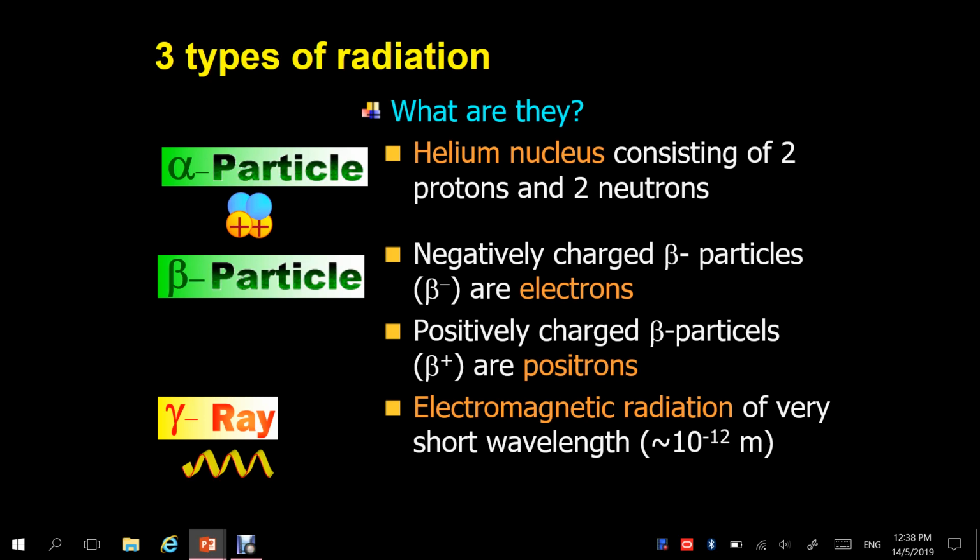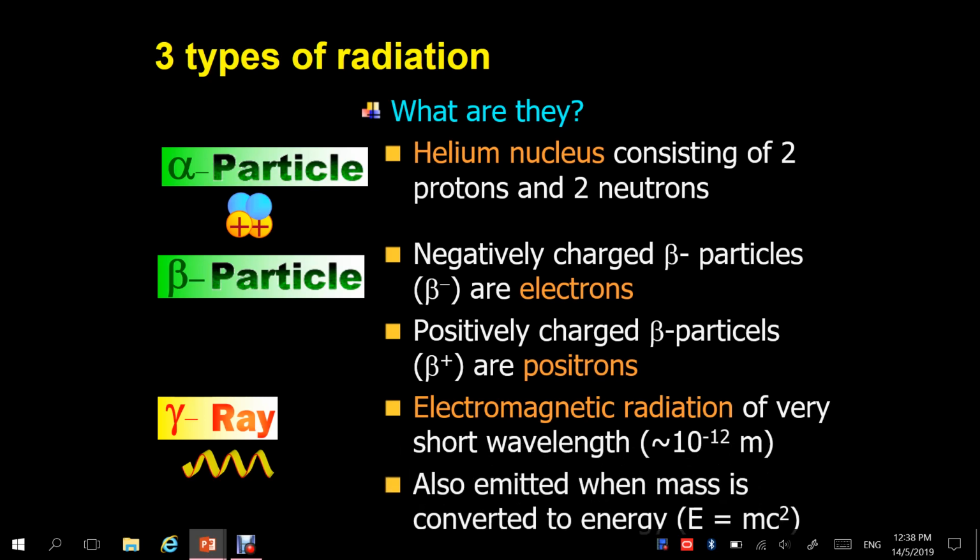Gamma has a very short wavelength. It is part of the EM spectrum. The wavelength is 10 to the power minus 12 meters. Now, gamma ray is also emitted when the mass is converted to energy using Einstein's mass energy equivalent equation, E equals mc squared. So when there's a mass loss, there must be an energy created.